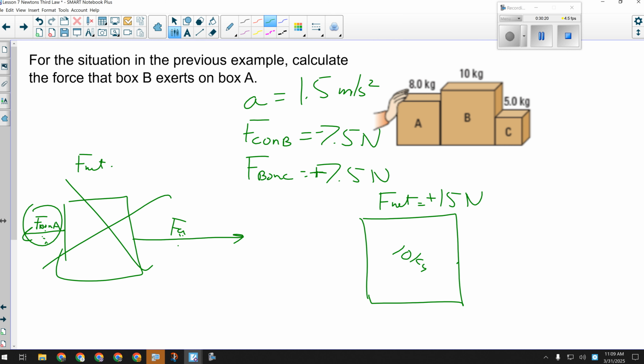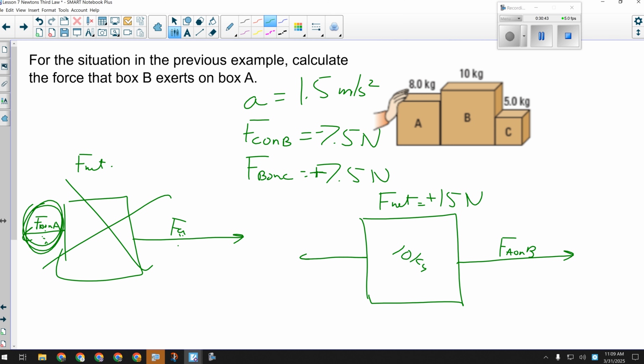Okay, this is the force A exerts on B. It's the force that's pushing B forward. But if A pushes on B that hard, B has to push back on A, the force I'm looking for, with a force equal to that, but in the opposite direction.